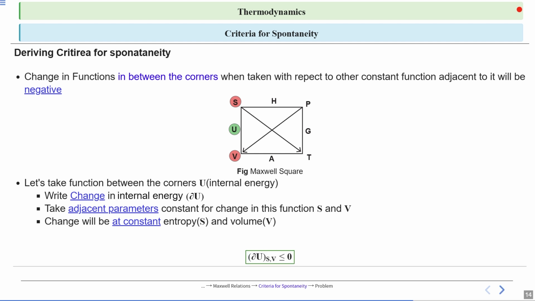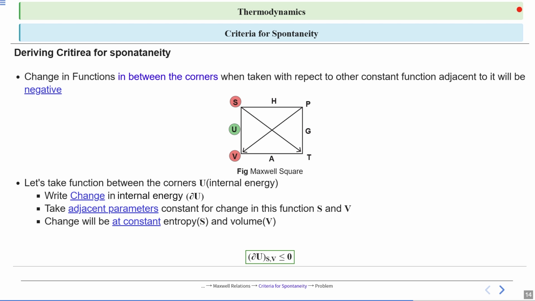So the change in internal energy at constant entropy and volume should be less than or equal to 0 for a spontaneous process. This is the way we say the complete sentence. Again, I am repeating it: if we are writing it for internal energy, then the change in internal energy with respect to entropy and volume should be less than or equal to 0 for a spontaneous process.